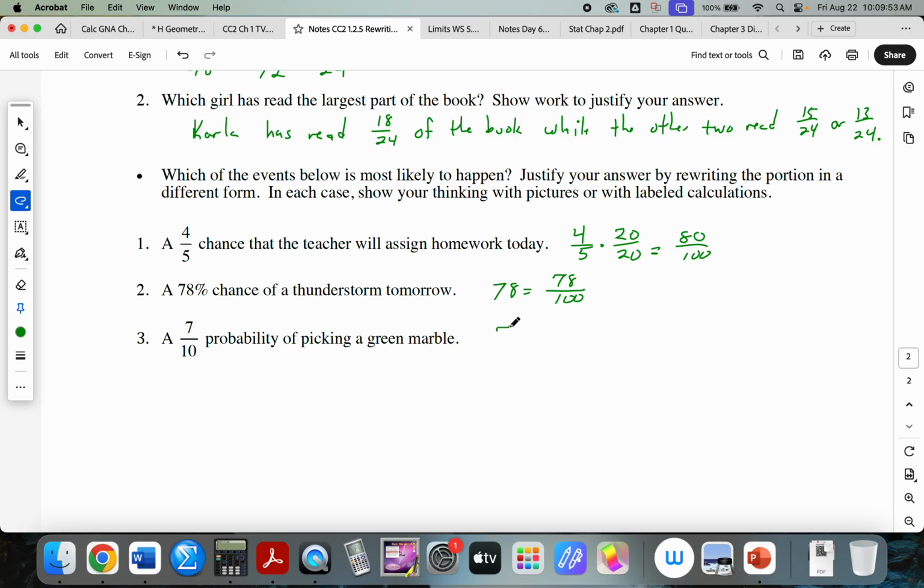And 7/10, what's a giant form of 1 we could multiply by here? 10. Well, okay, let's not say 10, because is 10 1? So let's say what? 10 over 10. 10 tenths or 10 over 10? That's 70 over 100. So which event is most likely to occur? Yeah. The teacher will assign homework today.